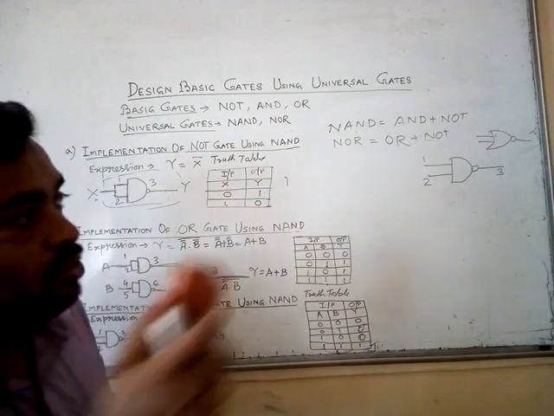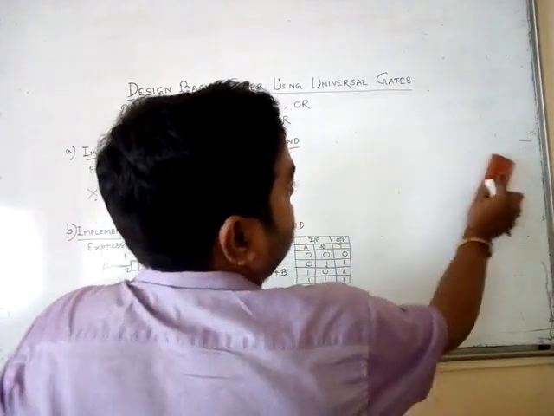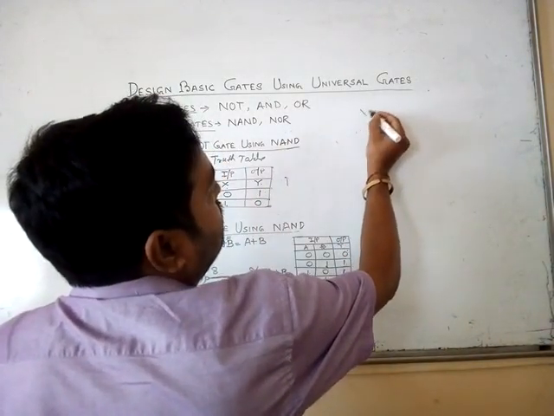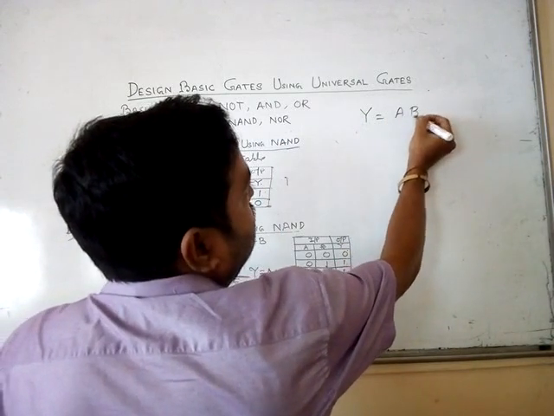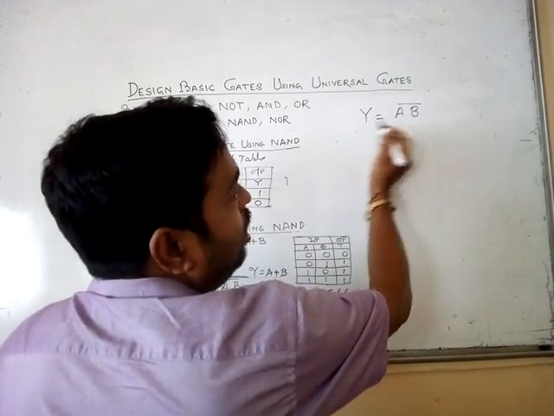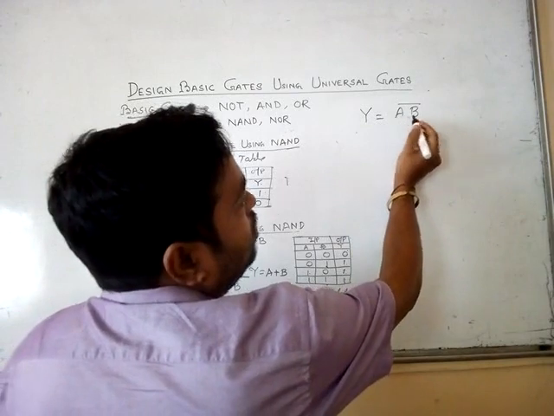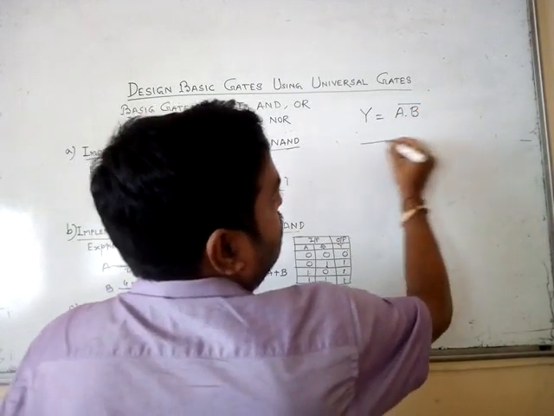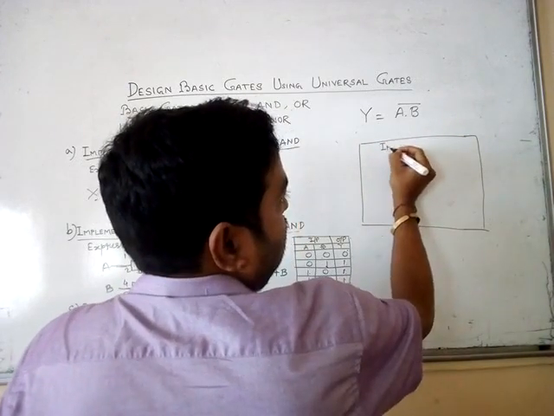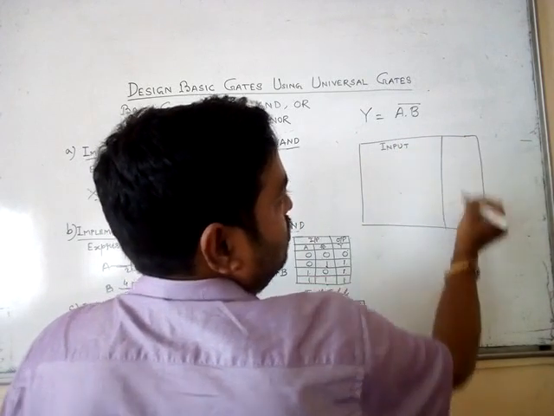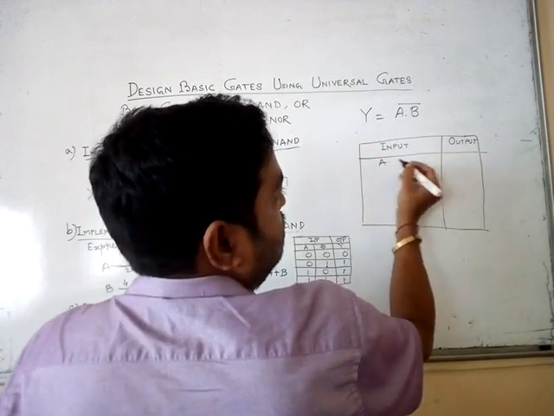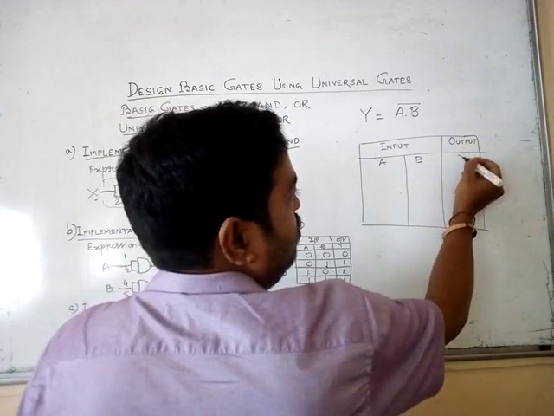Now we discuss the truth table of NAND gate. You know the expression of NAND. If the output is Y and the inputs are A and B, then the output is Y equals A dot B whole bar. Inputs are A and B, output is Y.